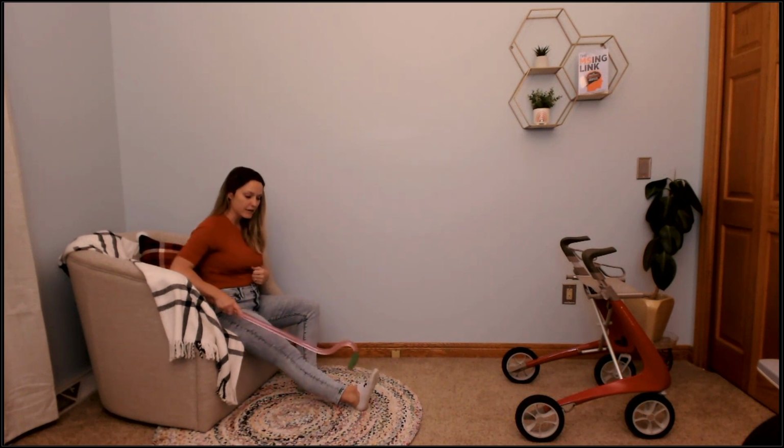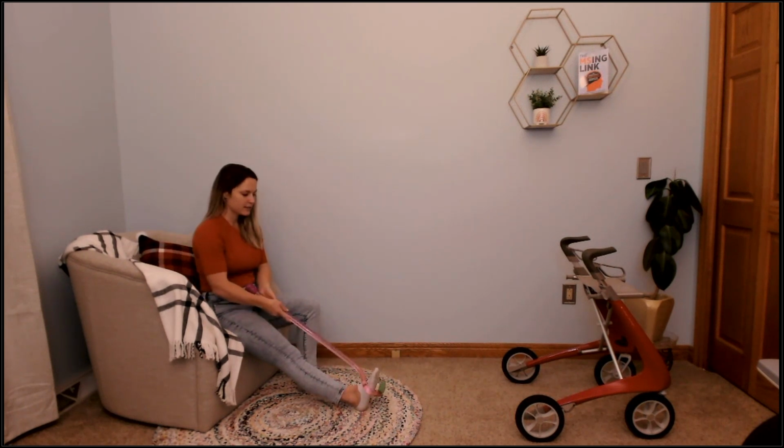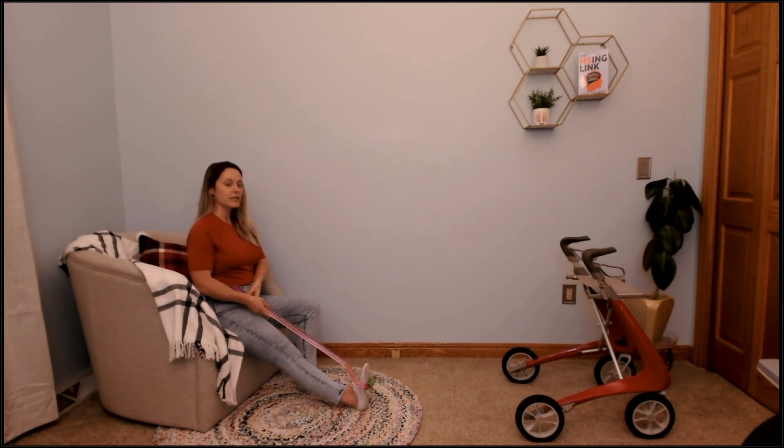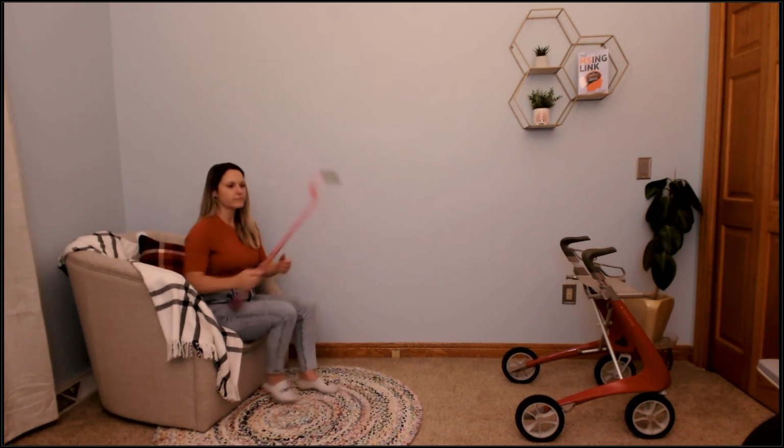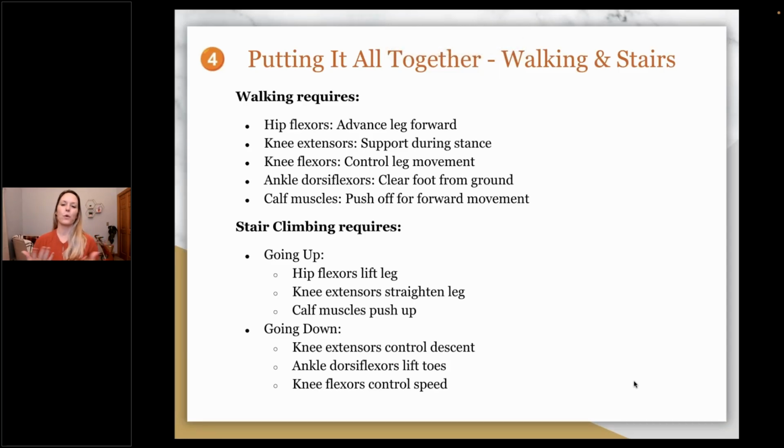If you have foot drop or foot slap, foot drag, it's often a combination of tightness in your calf muscles and weakness on the front, the ankle dorsiflexors like we just discussed. So that's what you can do to stretch the calf muscles. So putting all of this together, when we are talking about walking and climbing stairs, it requires all of these muscle groups that we talked about and more. It also requires our hip extensors, our core muscles, so many other muscles.